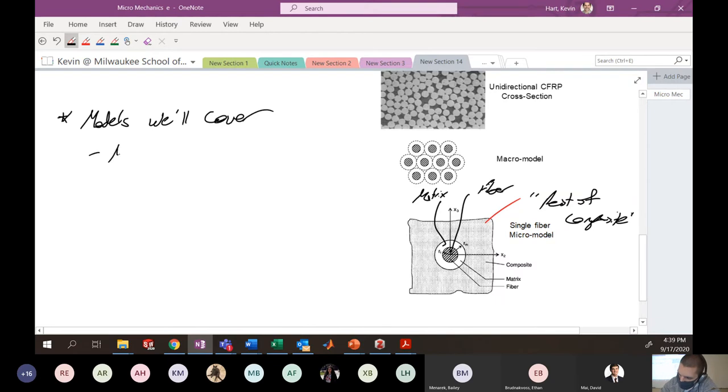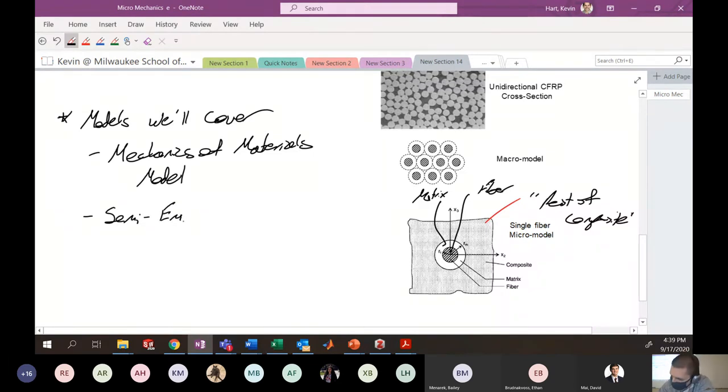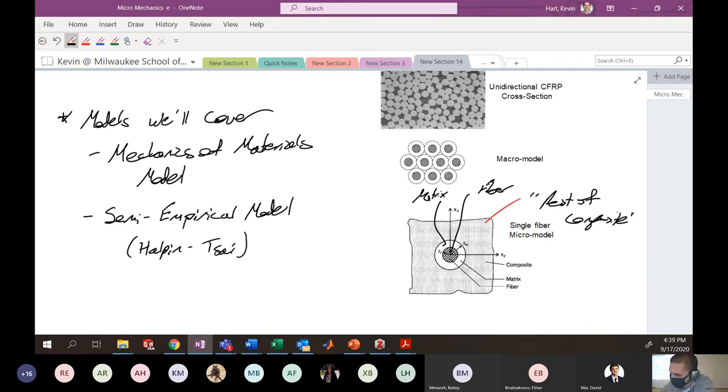The first and the most basic, we just call the mechanics of materials model. The next is the semi-empirical model. It's most often called the Halpin-Tsai, named after two guys, Halpin and Tsai. Both of these models here are for continuous fiber composites.